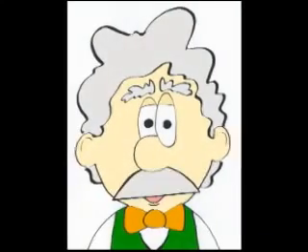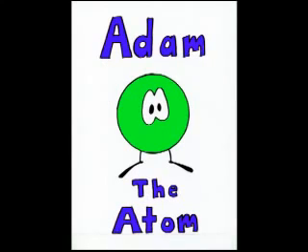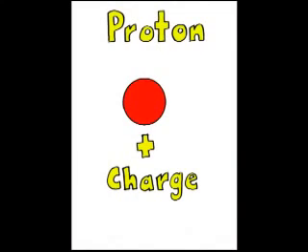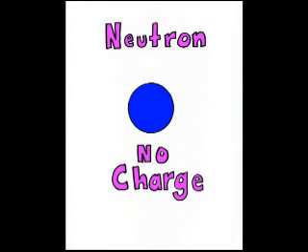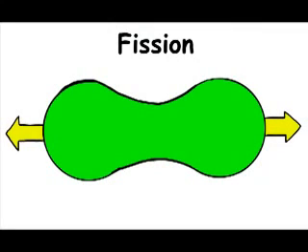What caused this explosion? Was it fission or fusion? Meet Atom the atom. Atom is made up of protons, which are positively charged, neutrons, which have no charge, and electrons, which are negatively charged. Fission is the process of splitting atoms.